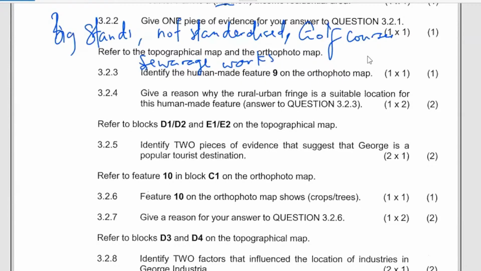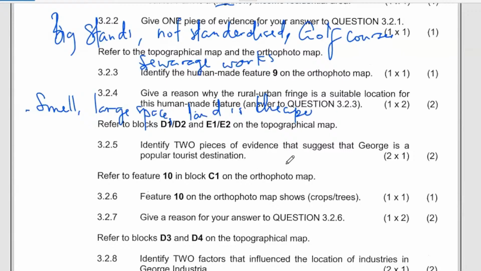Why do we have sewage in the rural-urban fringe? The problem of smell with the sewage works, it needs to be located a little bit away. And also, there is large space. And also, for the reason that land is cheaper. And basically, those are some of the ideas that we can use.